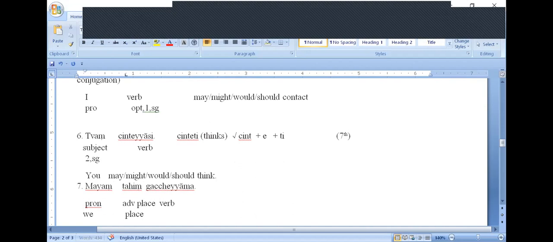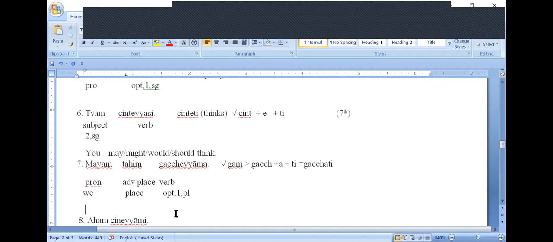The root is gam, to go, changed to gaccha. And in the present tense, the first conjugation a, then gacchati. The present tense, okay, so gacchati. And this one is in the optative mode, first person plural, gaccheyyama. So how do you translate this one? We may, might, should, or would go there. Go there, right? Is it easy?